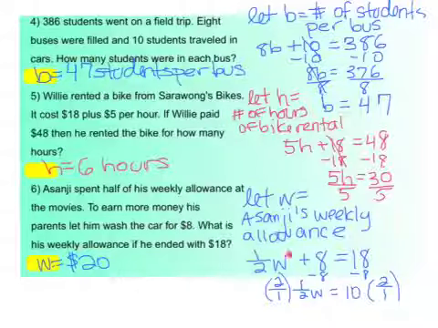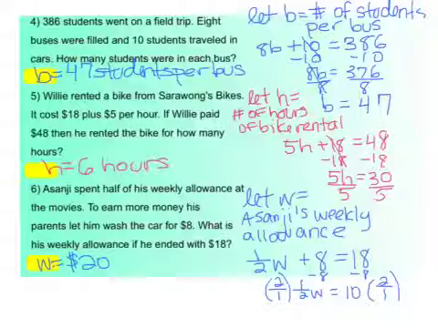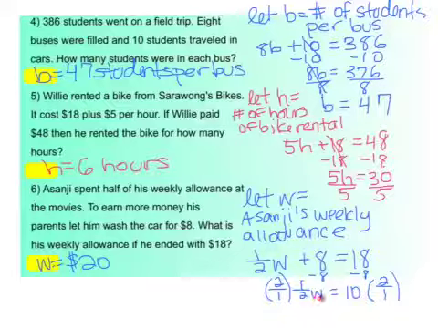So he spent half of it, so he's only left with half of his allowance, and he earned an extra $8 for washing the car, which leaves him with a total of 18. So we want to figure out what he started with. So we subtract 8 from both sides, and we get 1/2 W equals 10. Dividing by a fraction, so dividing both sides by 1/2 is the same thing as multiplying both sides by 2. So this is just a little shortcut here.